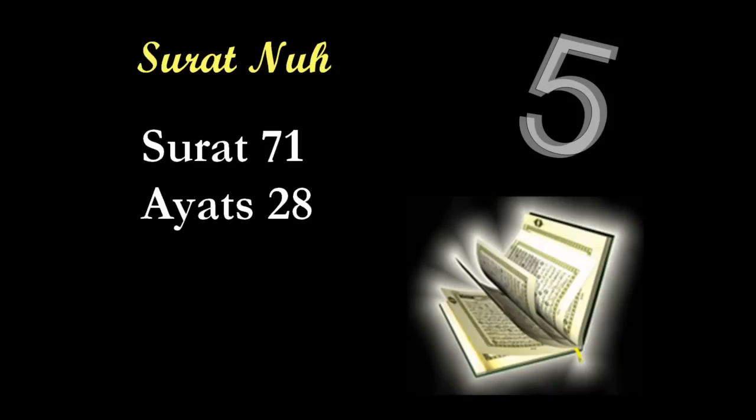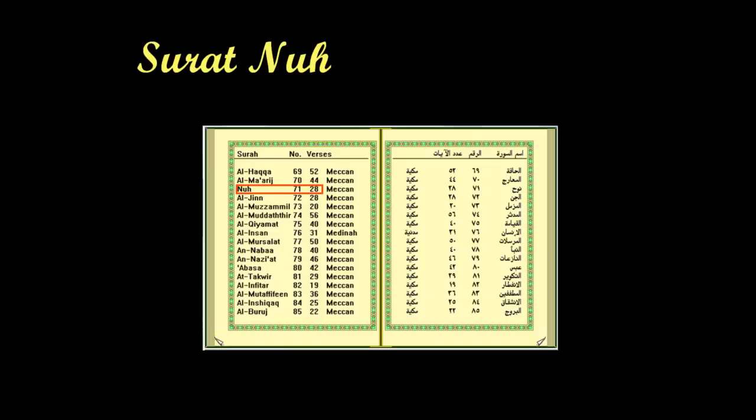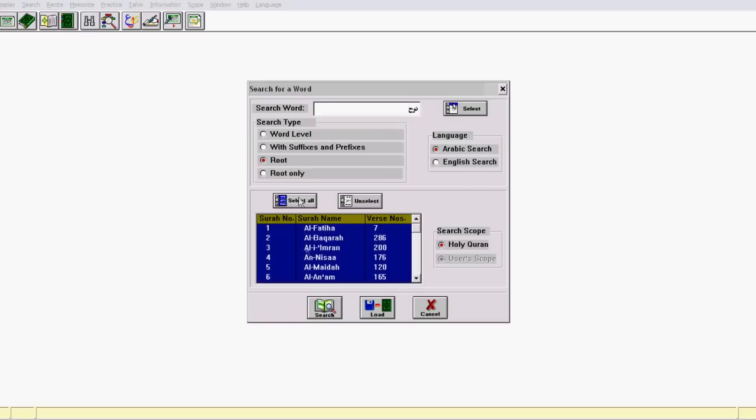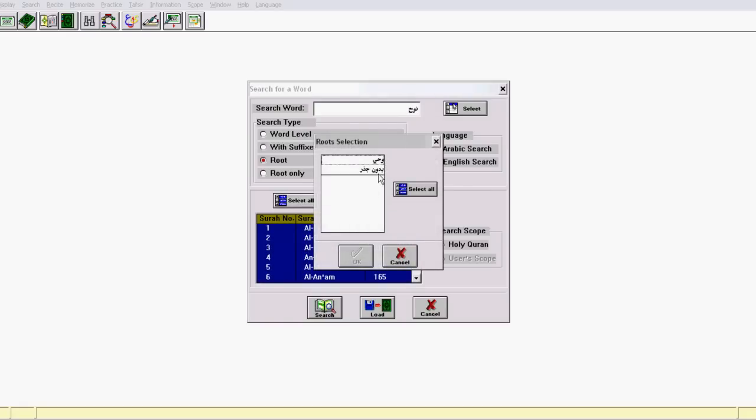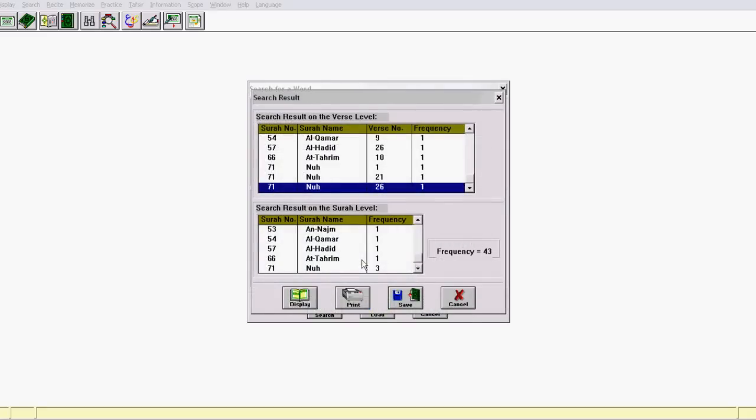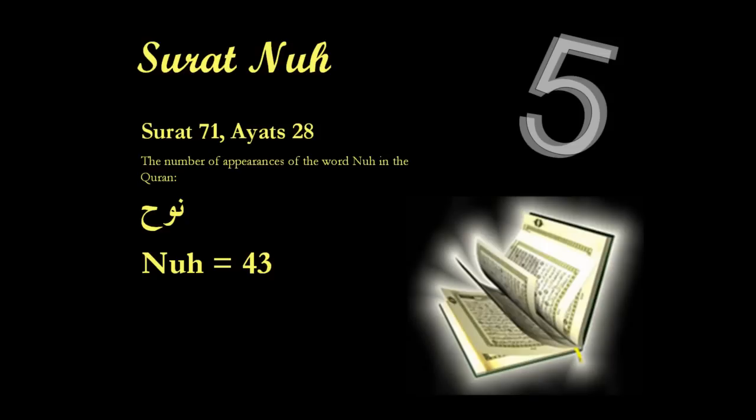Our next example has a bit more to it. It's around Surah Nuh, the chapter of Noah, which is surah number 71, and there are 28 ayahs in this surah, as you can see. If we search for this word, select all, and search the word as a noun, not by roots, we get 43. So the word Nuh, or Noah, is mentioned 43 times in the Quran. Now it's interesting to note that 71 minus 28 is 43, which is the number of times that Nuh appears in the Quran. But that's not the only thing that is interesting about this.